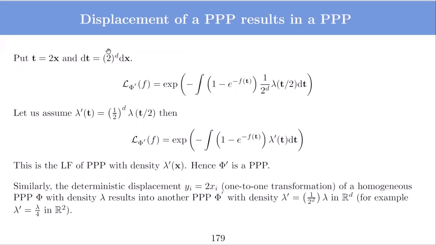Remember, it's a d-dimensional point process, so it will be 2 to the power d dx. Okay. So if I substitute that, the Laplace functional becomes exponential of minus integral of 1 minus e to the minus f(t) times 1 upon 2^d lambda(t/2) dt. Now if I substitute lambda dash t equal to this, then what I get is 1 minus e^(-f(t)) lambda dash t. Now this is a form of a Laplace functional of a PPP with this density. So what I can say is that phi dash is a PPP with density lambda dash x.